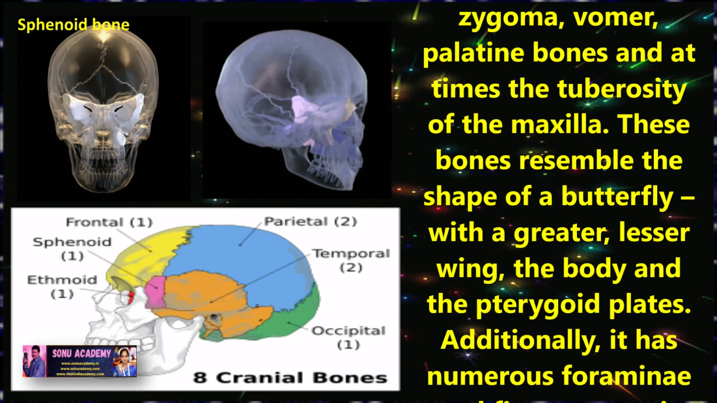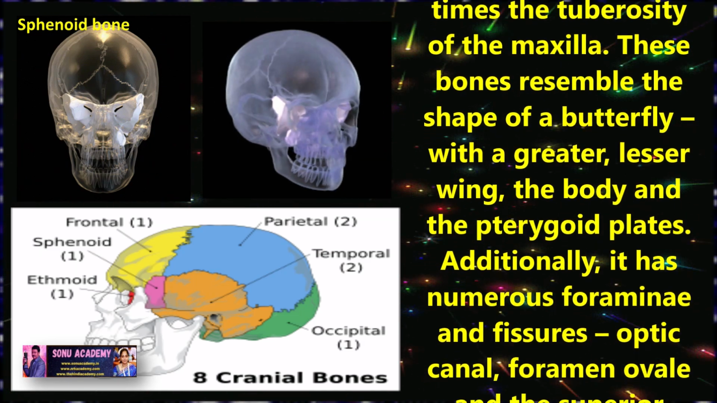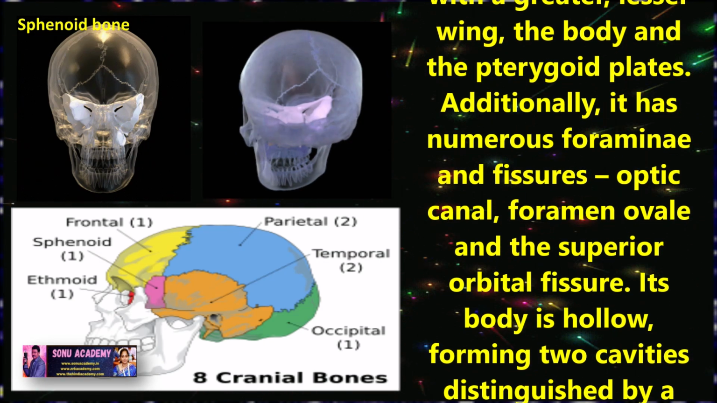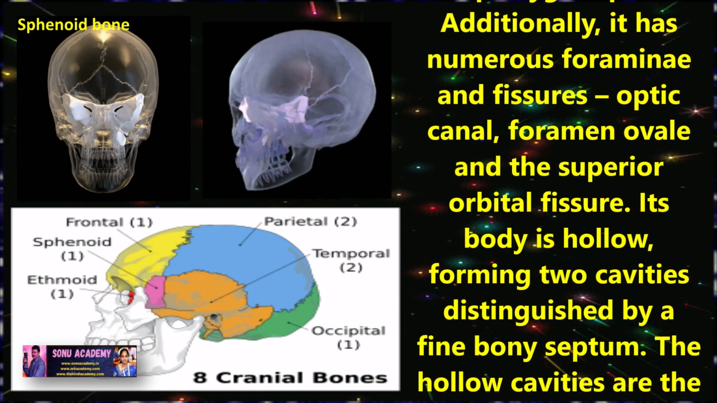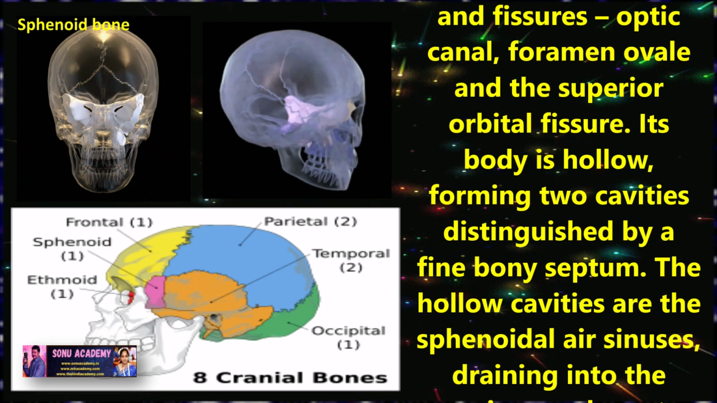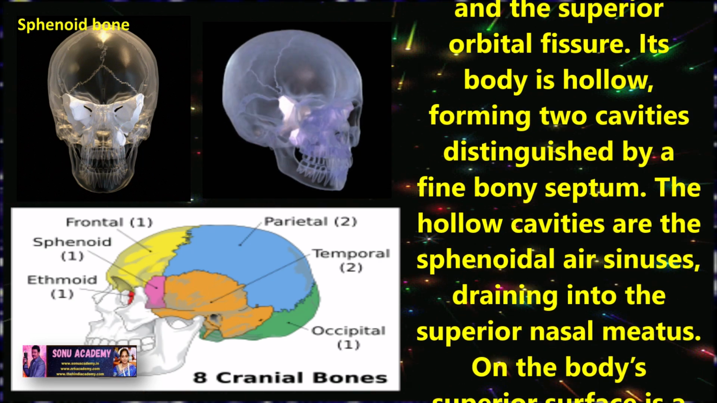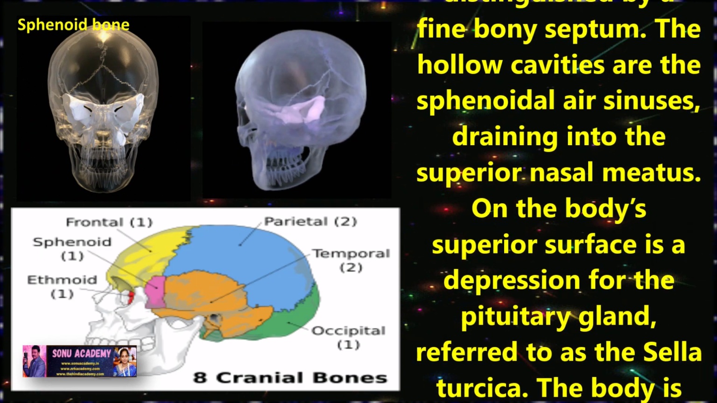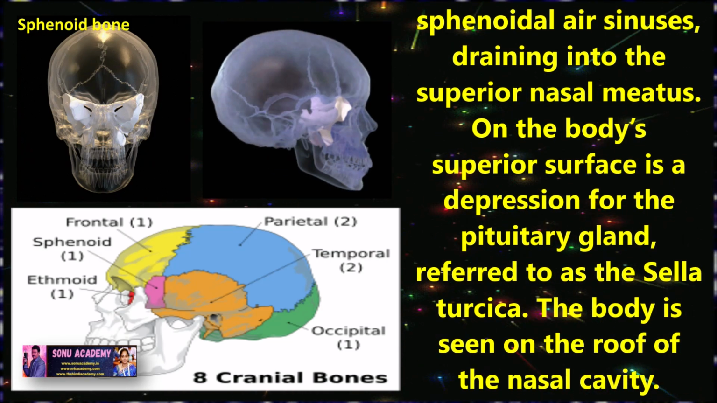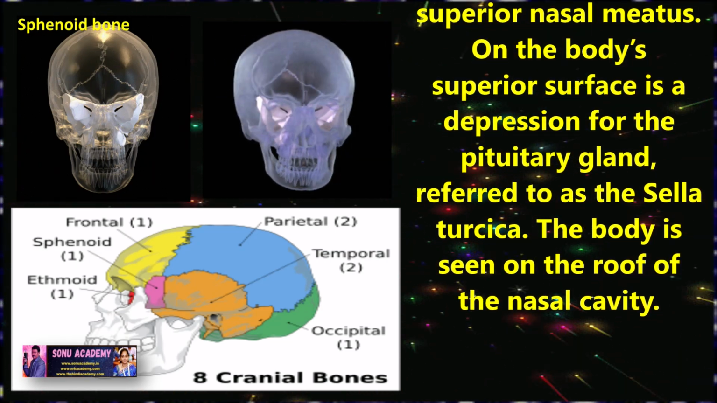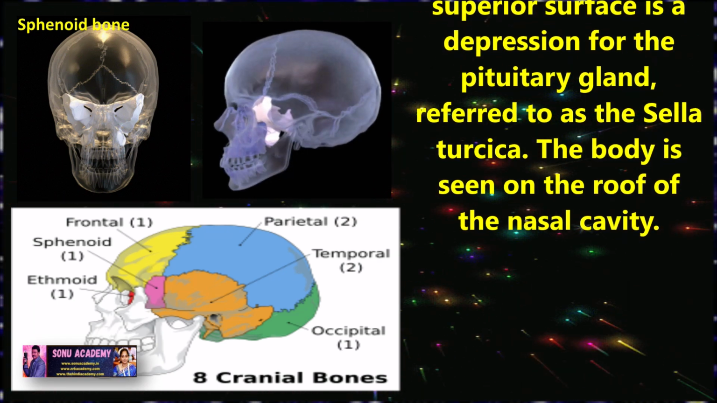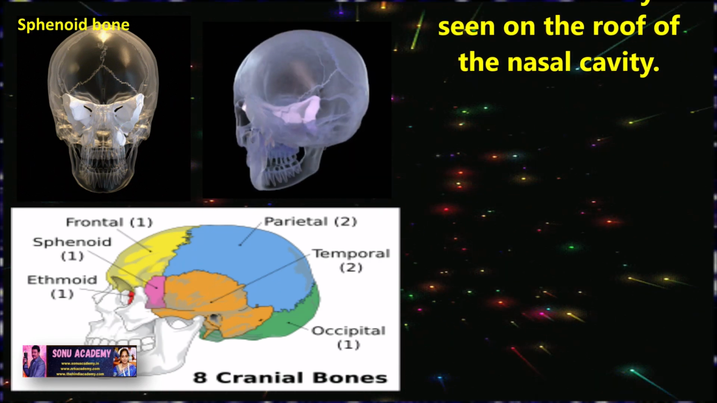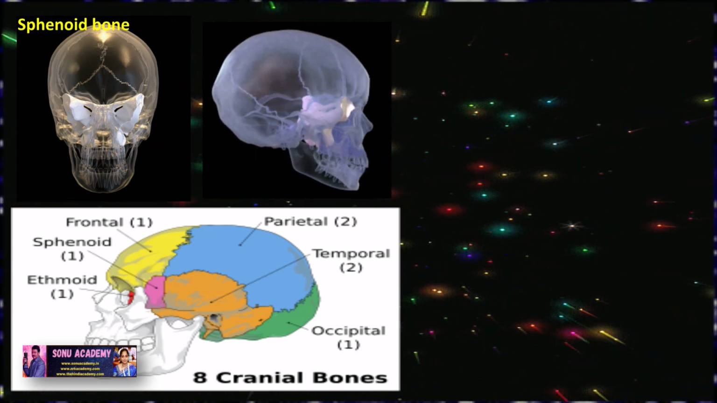The bone resembles the shape of a butterfly, with the greater and lesser wings, the body, and the pterygoid plates. Additionally, it has numerous foramina and fissures: the optic canal, foramen ovale, and the superior orbital fissure. Its body is hollow, forming two cavities separated by a fine bony septum. The hollow cavities are the sphenoidal air sinuses draining into the superior nasal meatus. On the body's superior surface is the depression for the pituitary gland, referred to as the sella turcica. The body is seen at the roof of the nasal cavity.